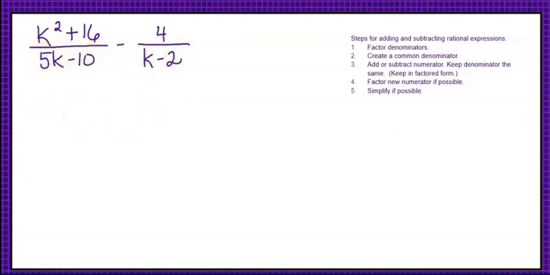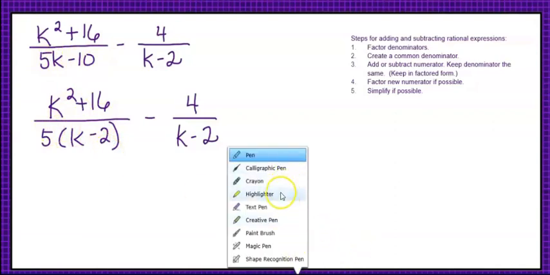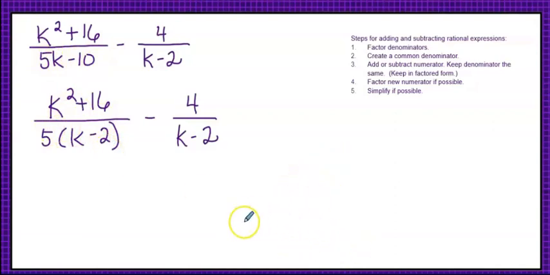Okay, so let's rewrite. This is how this works. I'm going to look at my denominators. I went ahead and I factored the 5k minus 10. I factored out a 5. So I like to use highlighters. If you watch my videos, you know I like to use highlighters.